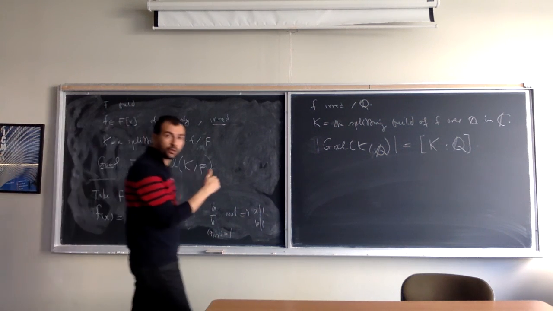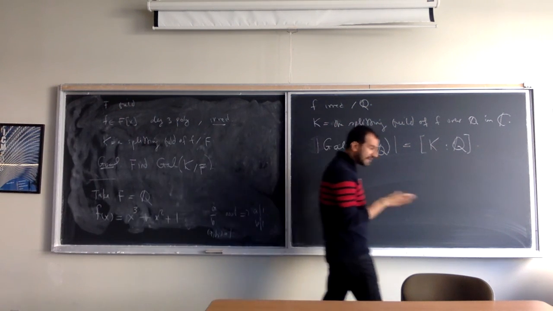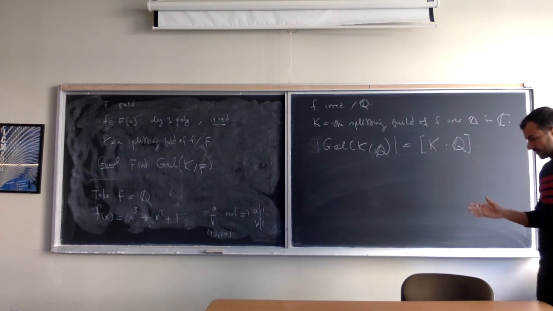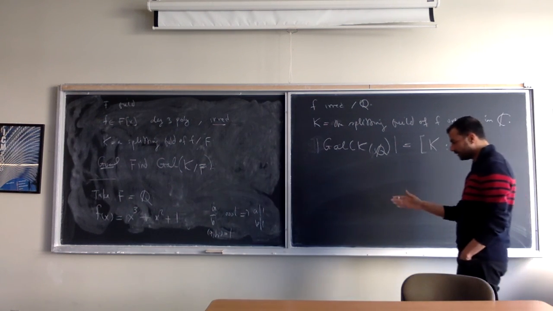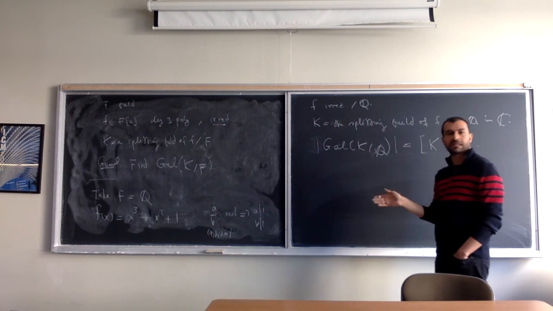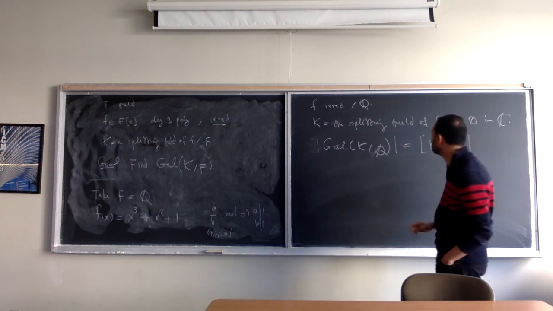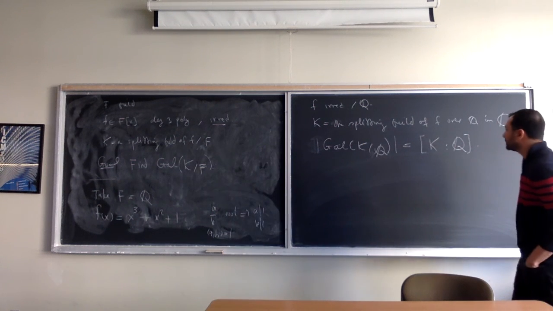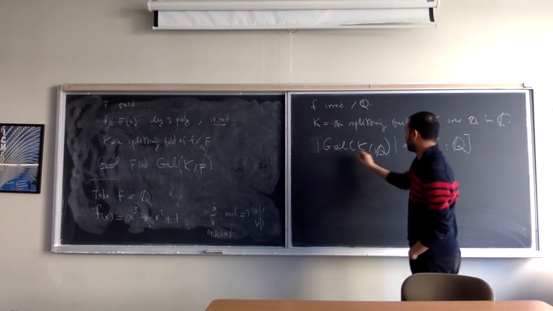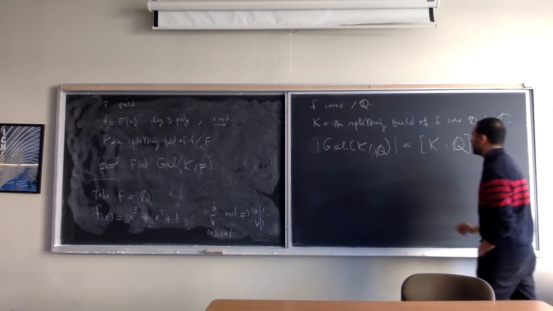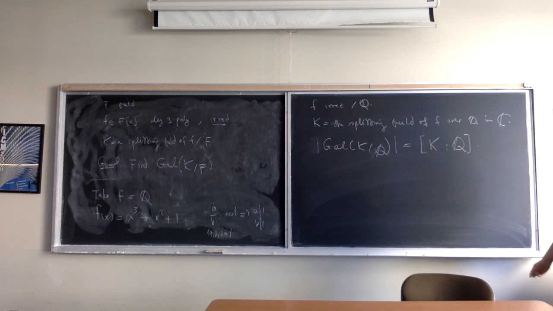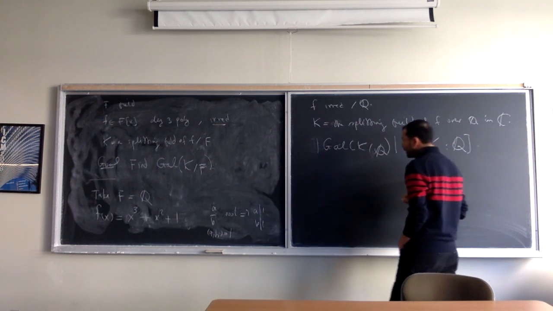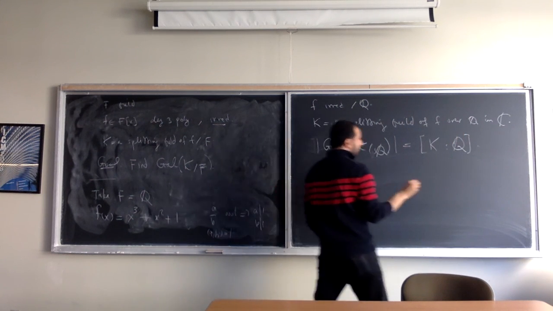However, because you're working over characteristic 0, that condition is always guaranteed. Remember, in characteristic 0, any irreducible polynomial is separable. It doesn't have any repeated roots. So you don't have to worry about that condition. Just the fact that K is a splitting field tells you that the number of elements of the Galois group of K over Q is the same as the degree of the extension K over Q. Okay, so this is one result to keep in mind.